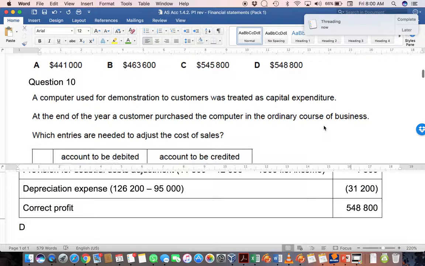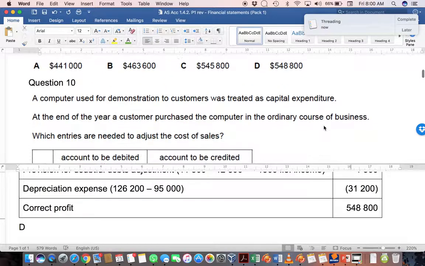Question 10. A computer used for demonstration to customers was treated as capital expenditure. At the end of the year, a customer purchased the computer in the ordinary course of business. So it started out being used as equipment because we're using it for demonstrations. But then somebody bought it, so it actually needs to change into cost of sales because we no longer have it as an asset and we need to offset it against our sales figure. So what entries are needed to adjust the cost of sales?